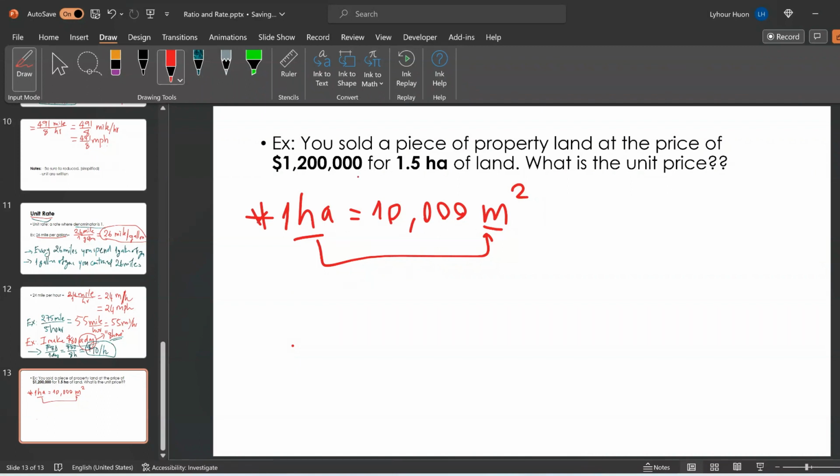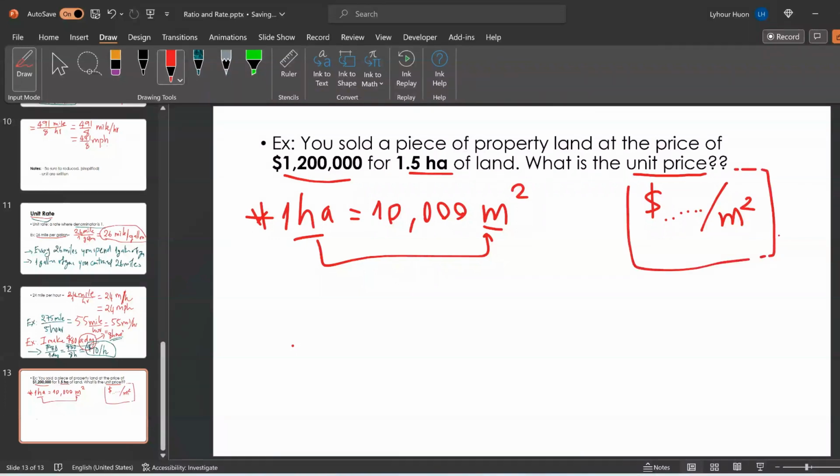So now in order to find the unit price, we want to have how many dollars in meter square. How can we convert from this hypothesis into this answer? Dollars is currency, but meters is length. How do I do that? But it's a rate, right? It has to have different units. It's not a unit of measurement.